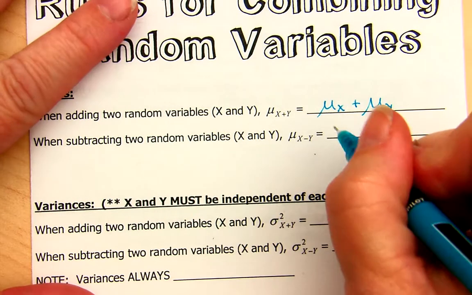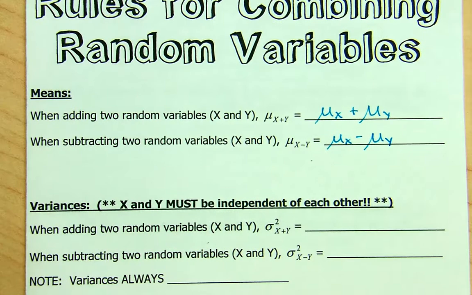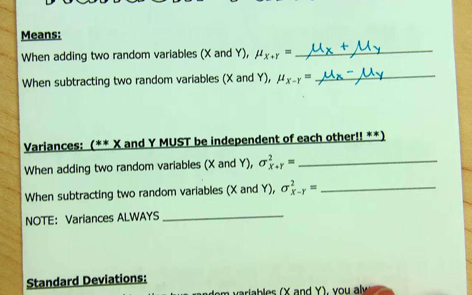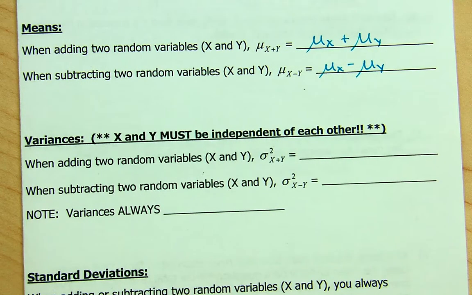If you're subtracting, you just subtract the means. So for means, you do kind of what you thought you would do. For variances, we need to know that these two are independent of each other in order to do this. Most of the time, if they're asking you to combine random variables, they will tell you that they are independent.